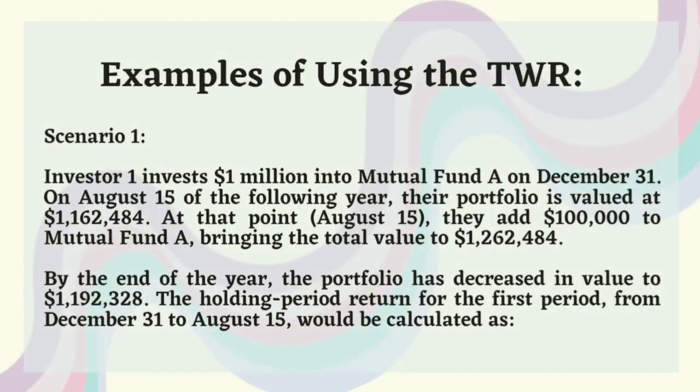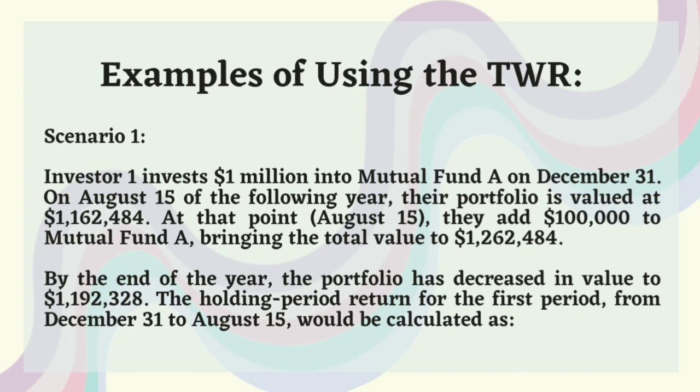Now, let us see how the time-weighted rate of return works. Here is example 1. Investor 1 invests $1 million in a mutual fund A on December 31. On August 15 of the following year, their portfolio is valued at $1,162,484. At that point, on August 15, they add an additional $100,000 to the mutual fund, bringing the total value to $1,262,484. By the end of the year, their portfolio has decreased in value to $1,192,328.